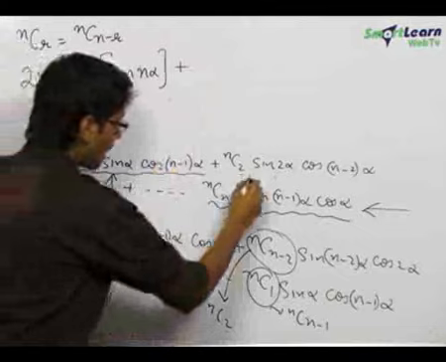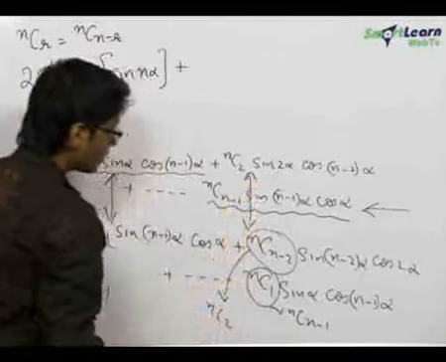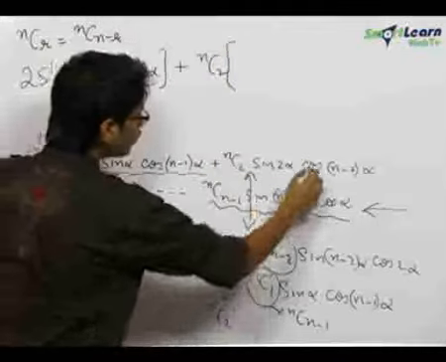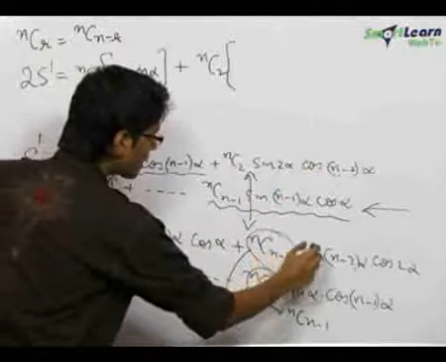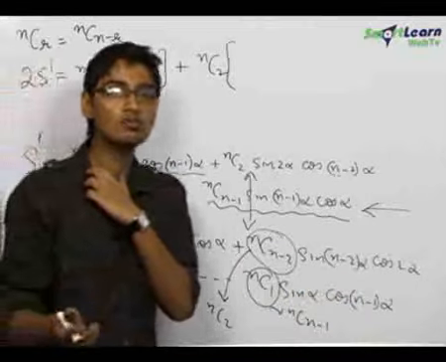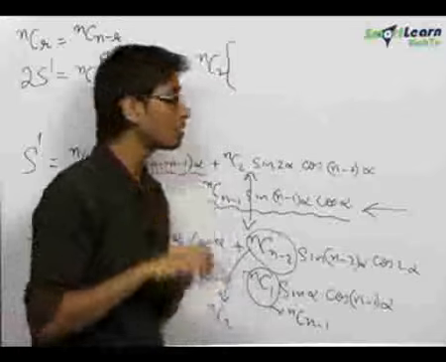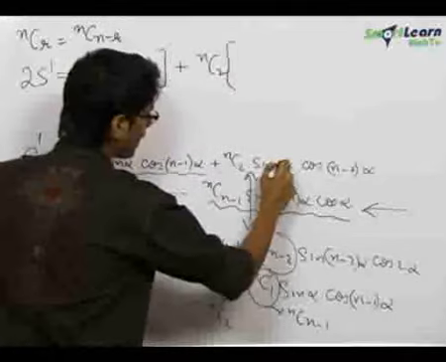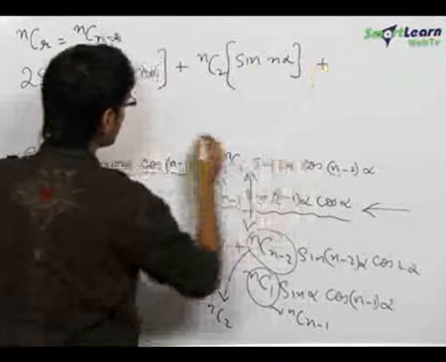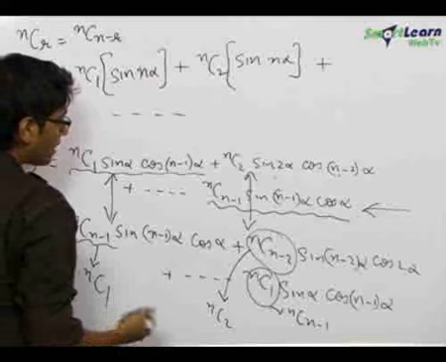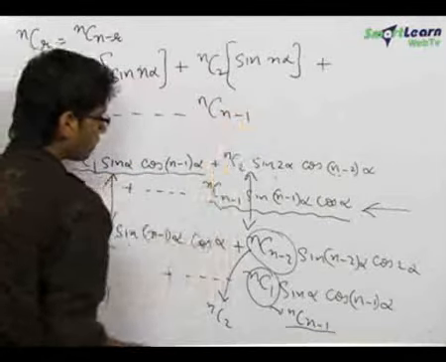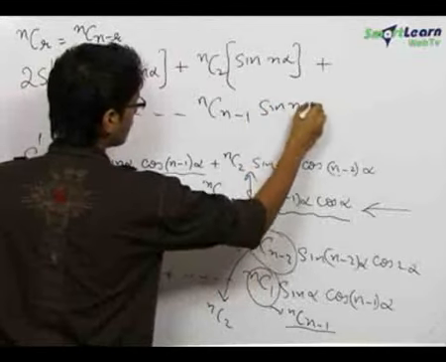Similarly, again we add vertically downwards to get nC2 times sin 2 alpha into cos of (n minus 2) alpha plus sin of (n minus 2) alpha into cos 2 alpha, which is again the formula of sin a cos b plus cos a sin b, which is sin of (a plus b). So again the sin of (a plus b) becomes sin of n alpha. Going in the similar fashion, we can very clearly say the last term will be equal to nC(n minus 1) sin n alpha.